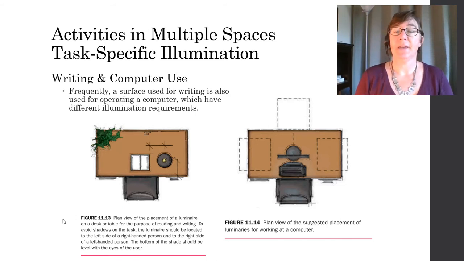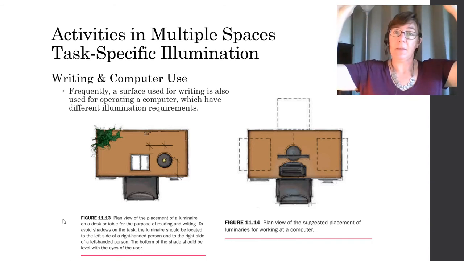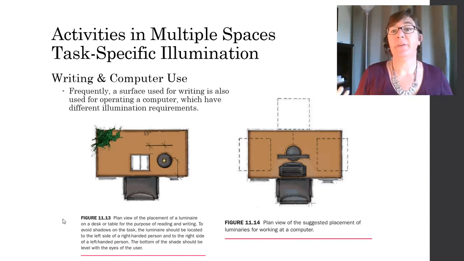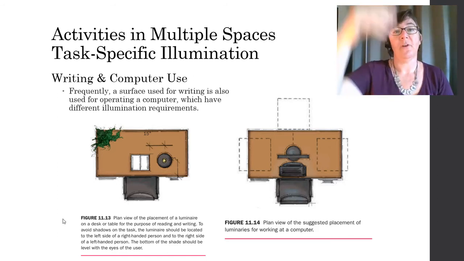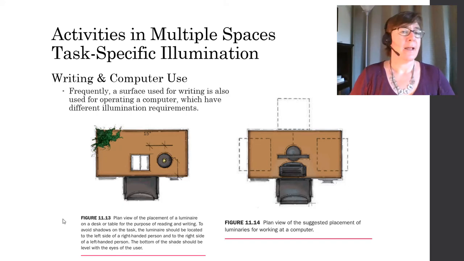On the right-hand side, we have the same desk, but now they're using it for computers and not for writing. The best solution here is for a luminaire to be above the user and to provide diffuse light. And it could be located to the left, the right, or in front of the user. Now, how do you balance these two needs, given that many people use the same surface for these two uses? And the answer is in that layers of lighting concept. You actually need to provide the lighting for both of these uses and have them be controllable so that the user can choose what they need at that point.